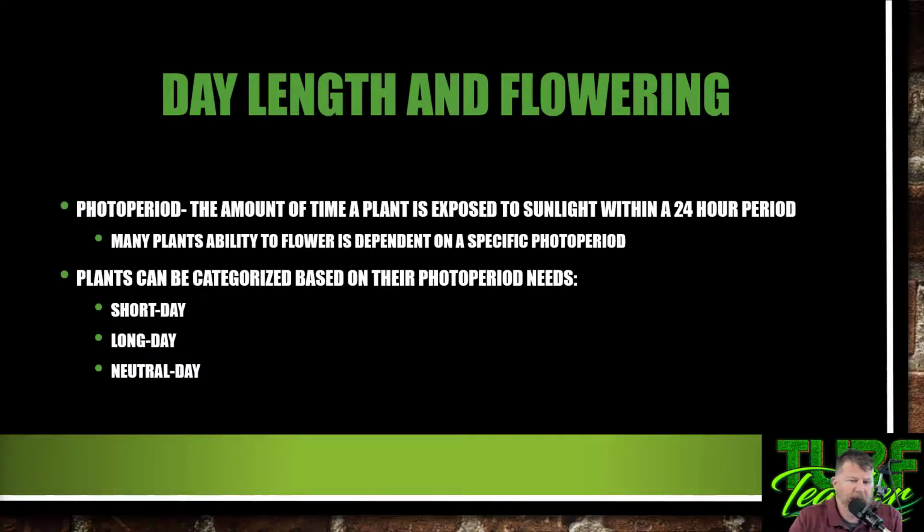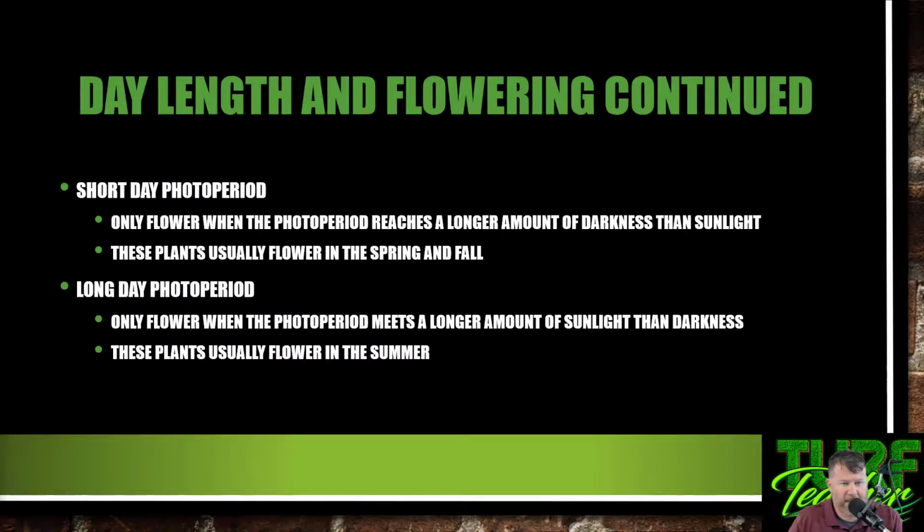But plants can be categorized based on their photoperiod needs, whether it's a short day, long day, or even a neutral day. We're going to talk more about that here. Short day photoperiod plants only flower when the photoperiod reaches a longer amount of darkness than sunlight. These plants usually flower in the spring and fall. Ta-da! The mums. They need a longer amount of time of darkness. And I'm thinking mums require at least 8 hours of darkness. And they do bloom in the fall. And we will see some pop up periodically in the spring, where they kind of reset themselves.